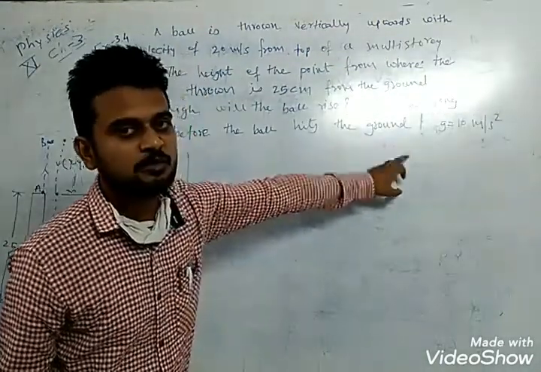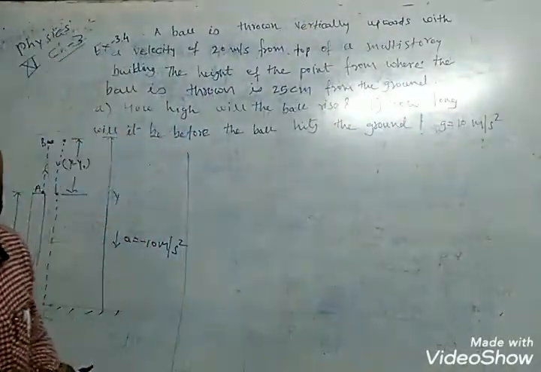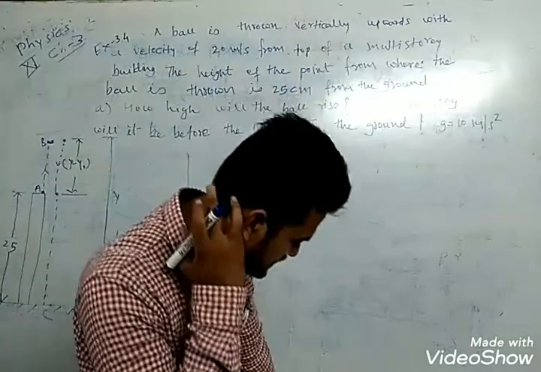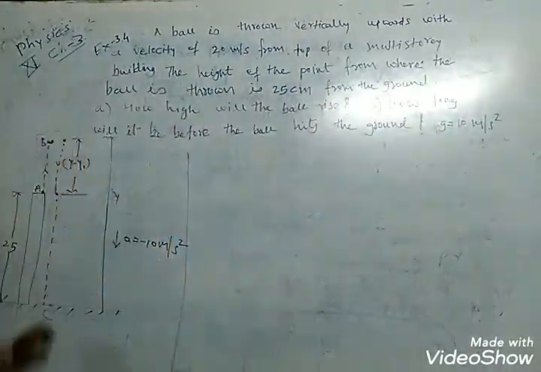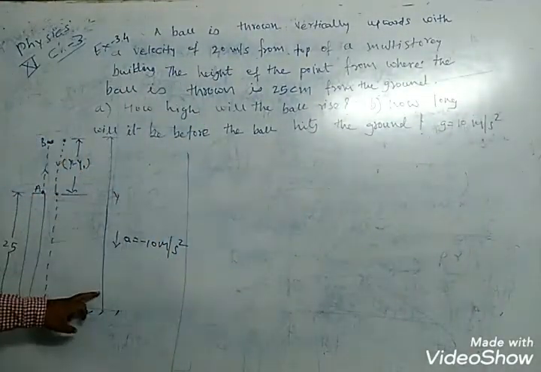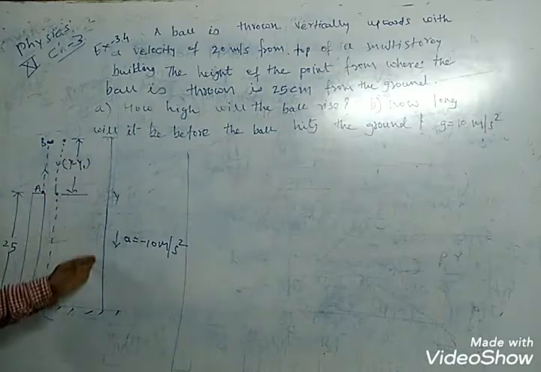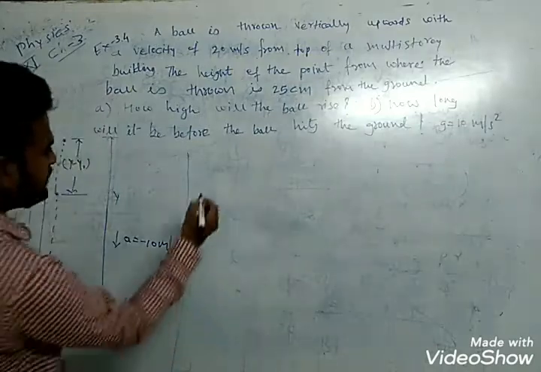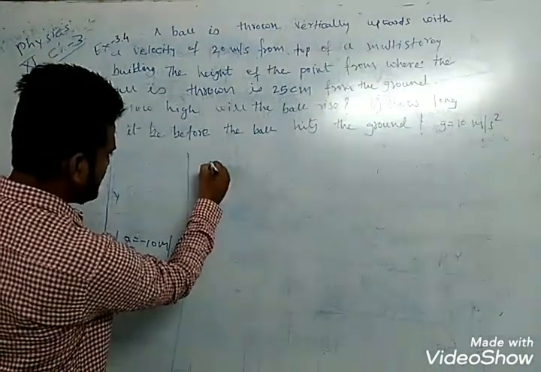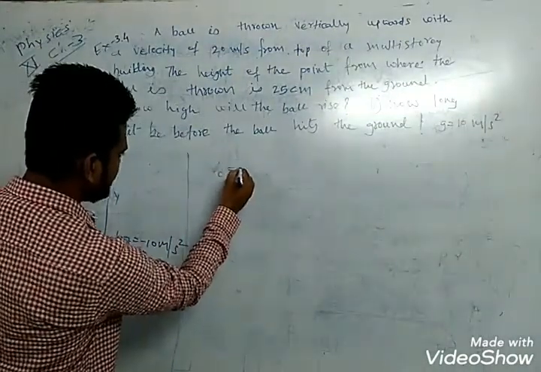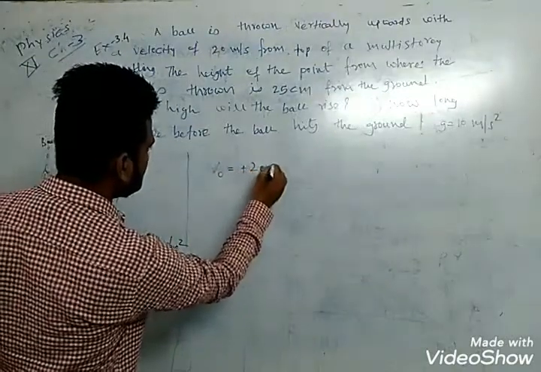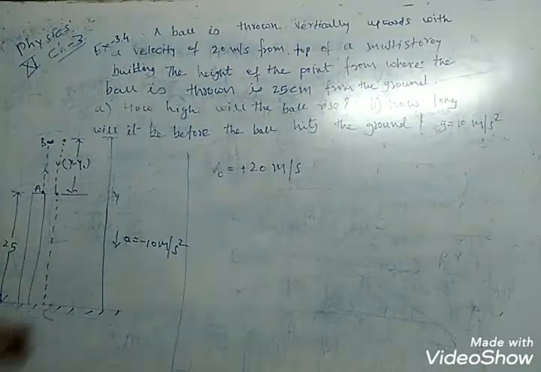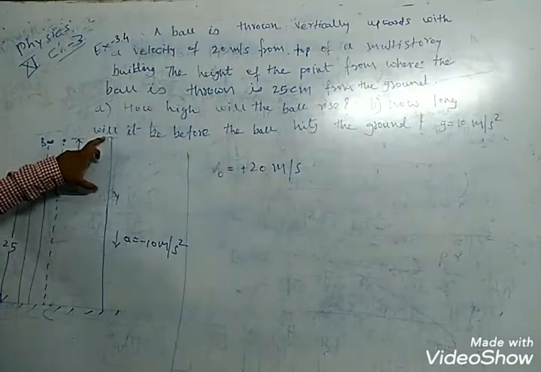Take g equal to 10 meters per second squared. Let the y-axis be in the vertical direction. In the first case, the initial velocity v0 is plus 20 meters per second.